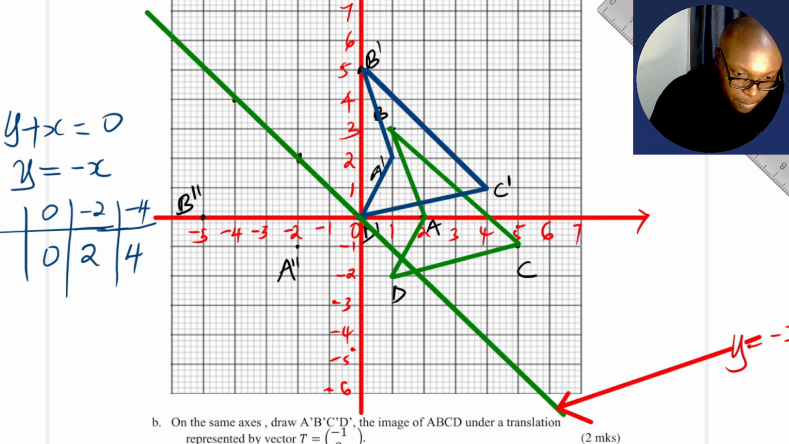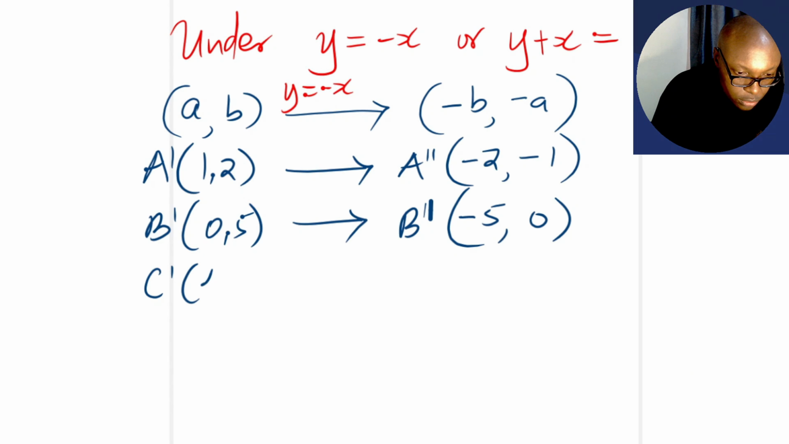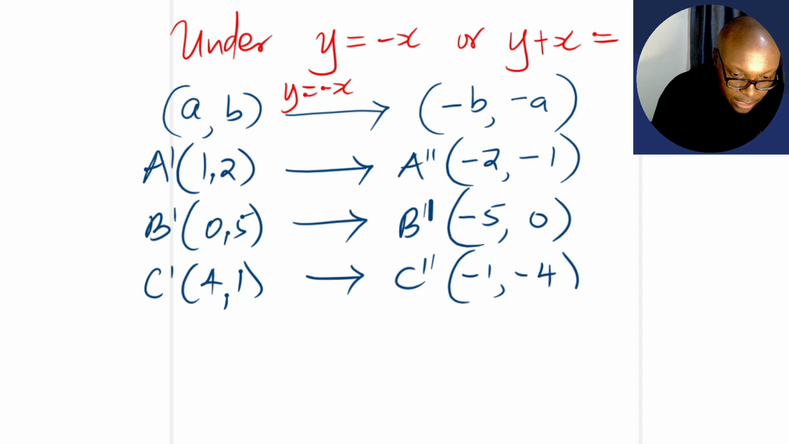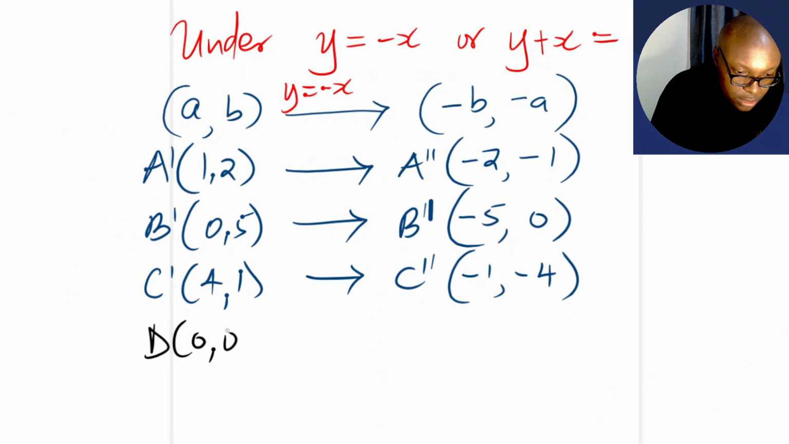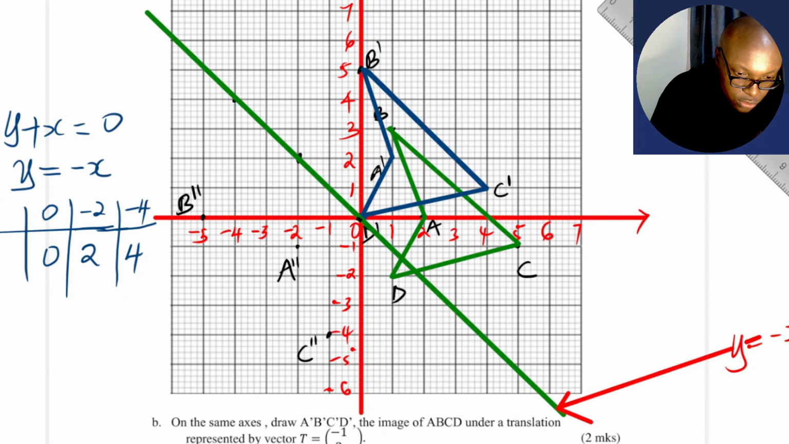We go to C1. C1 is (4, 1), and we want to get the image of this. You interchange the coordinates and change the signs, so it will be (-1, -4). We plot that: (-1, -4) is here. So that is C2. Then the last one, D. D is (0, 0), of course, and (0, 0) will still remain (0, 0). It will still be here, so this point will also be D2. It will be the same point for D1 and D2.